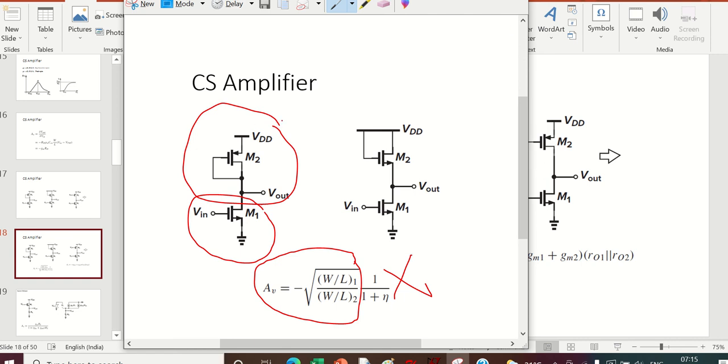I think you guys can try this transistor right away now. For 5 minutes, try any one of these and check whether this formula is met. I'll give you 5 minutes of time. Try.